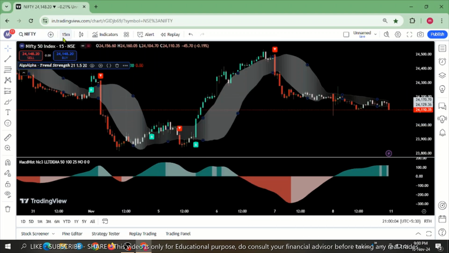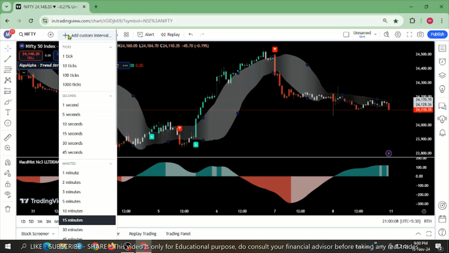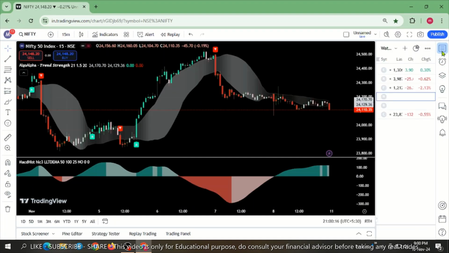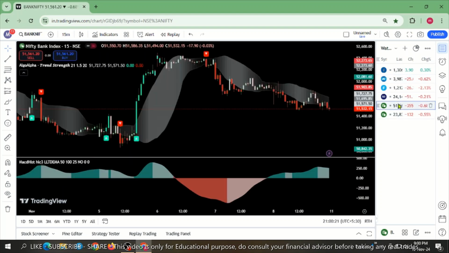Now for Nifty and Bank Nifty indexes, you can work from 3 minutes, 5 minutes, 15 minutes. For stocks, 15 minutes is the better one. Even 5 minutes will work. Now we'll take some other chart, Bank Nifty.